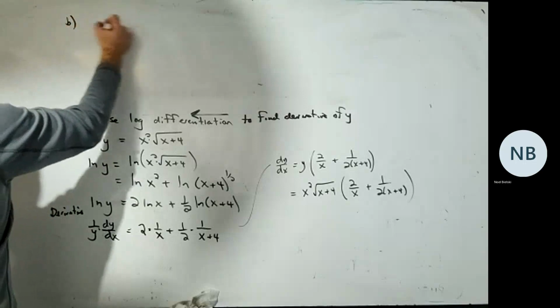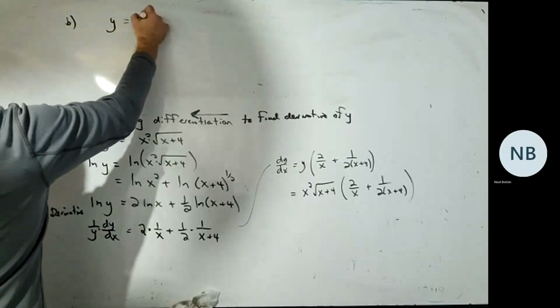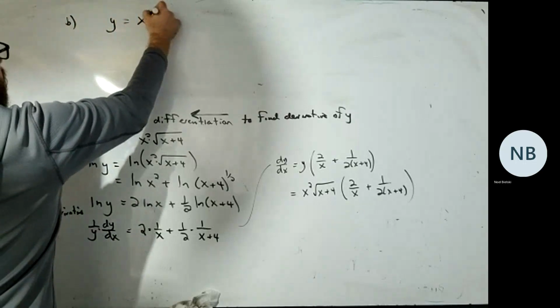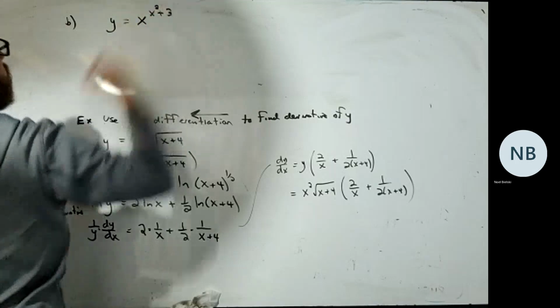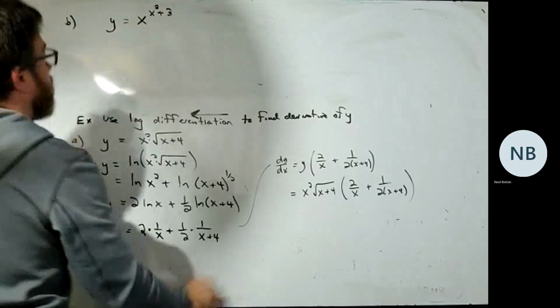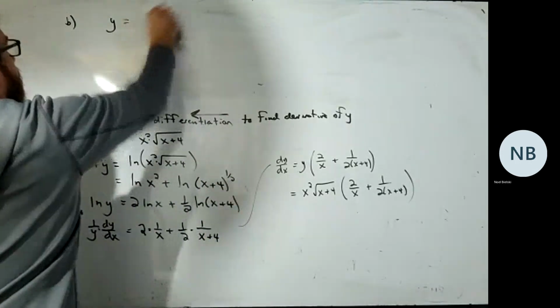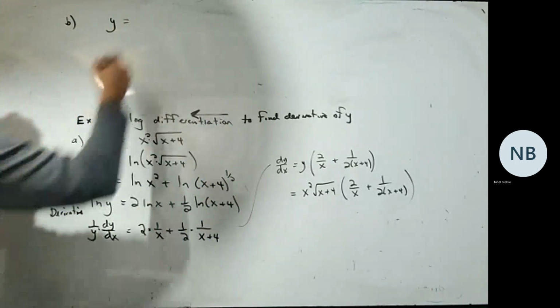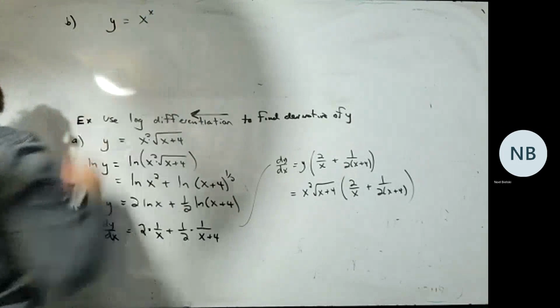something like b, which would be y is equal to, I don't know, let's say x to the x squared plus 3. Heck, let's not even make it that messy. Let's just say x to the x. It doesn't need to be that hard. So just y equals x to the x power.